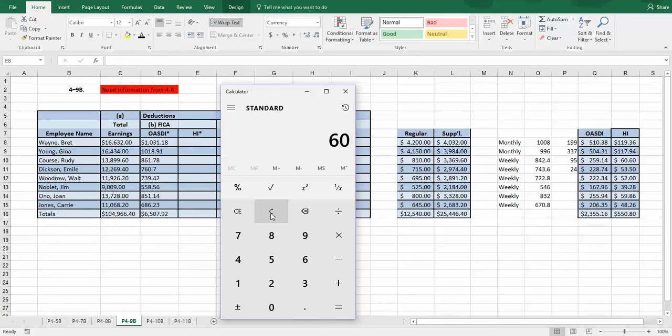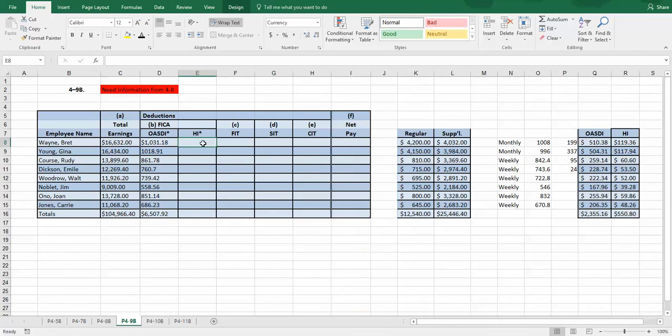So it was $60.90 times 2, since there's 2 monthly paychecks previous to the one that we already calculated. So that's $121.80. We're going to add the $119.36 that we've already calculated. So that's $241.16.